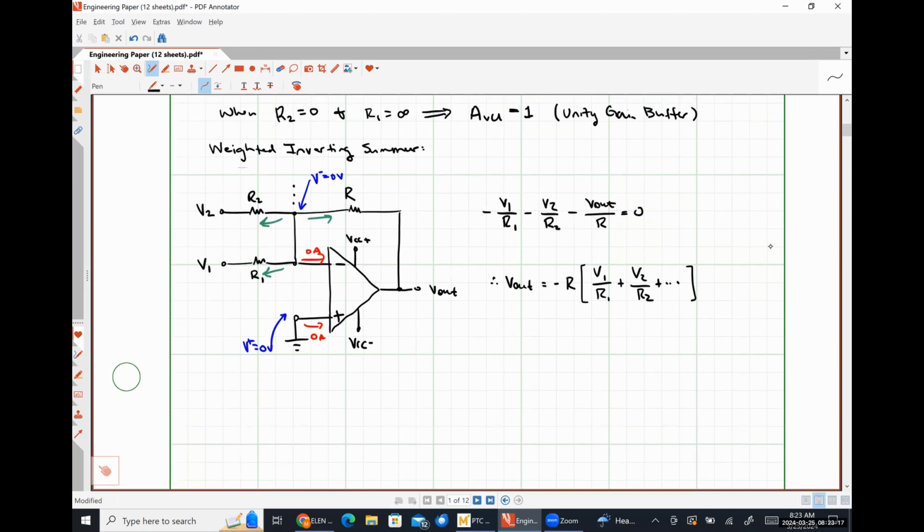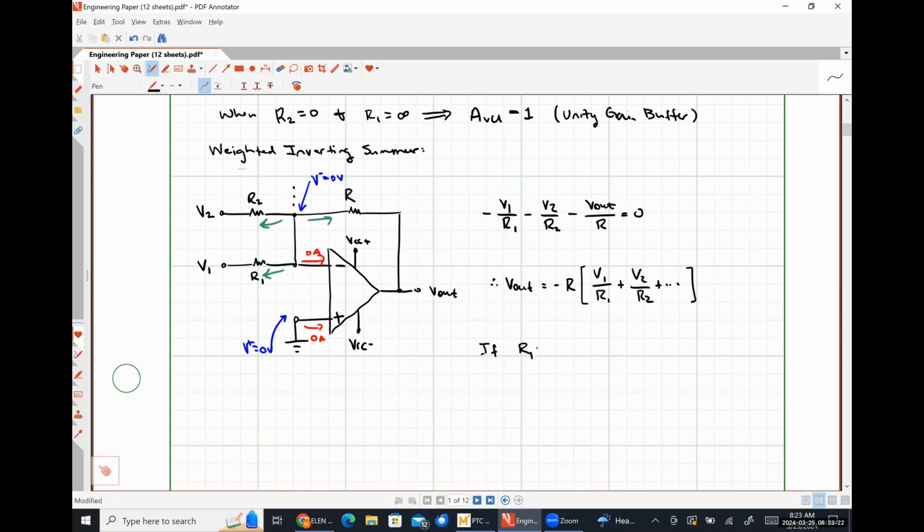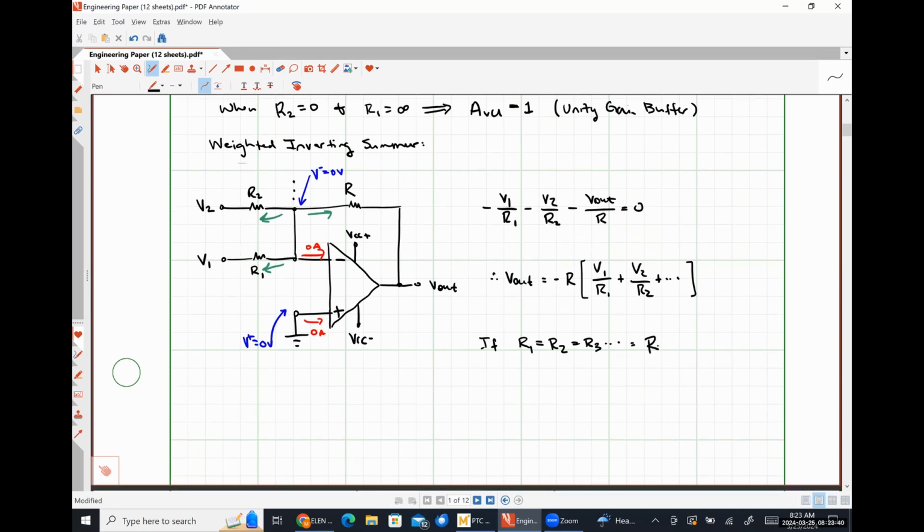If R1 is equal to R2 is equal to R3, etc. So all of the resistors on the input side are the same. And let's call that Rx for lack of a better term. Then our output voltage is simply negative R over Rx times V1 plus V2 and so forth. We no longer have a weighted inverting summer because all of the input signals are seeing the exact same voltage gain, right? So that's just an inverting summer because it's just scaling the output by a factor of R over Rx, and then all of the input signals are added together.